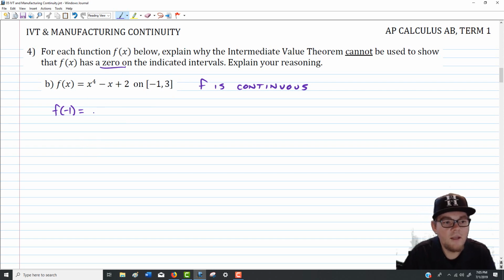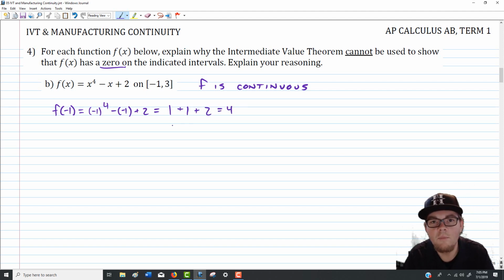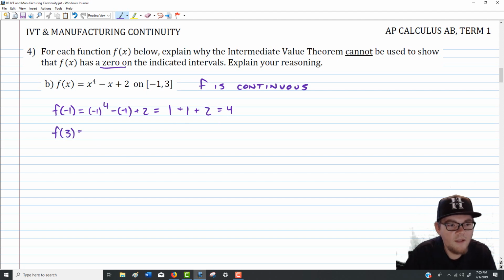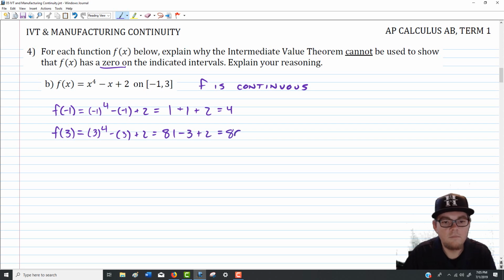So let's try it. If we plug in -1, we get (-1) to the 4th minus (-1) plus 2. That's going to be 1 plus 1 plus 2, which is 4. So great. On the other hand, let's try f of 3. So we get 3 to the 4th minus 3 plus 2, which is 81 minus 3 plus 2, which is 80. So, continuous, we got two y values.